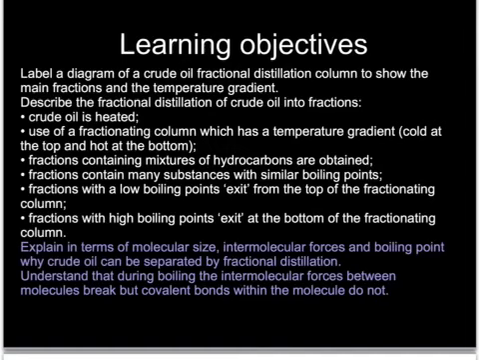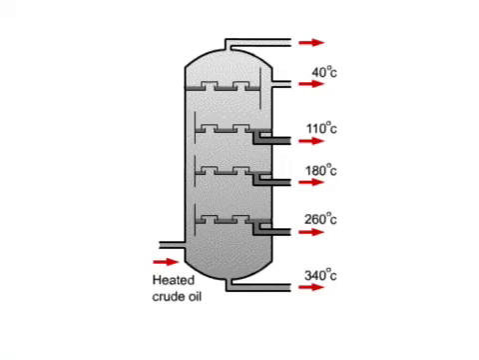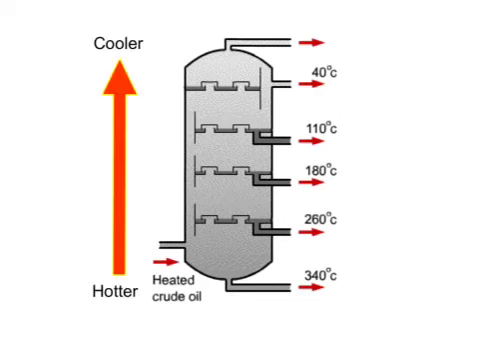For this next part of the tutorial, we're going to learn about how crude oil is separated into useful products and how the fractionating column works. This diagram represents a fractionating column which is used to separate crude oil into useful products. It's hotter at the bottom than it is at the top. It's said to have a temperature gradient.